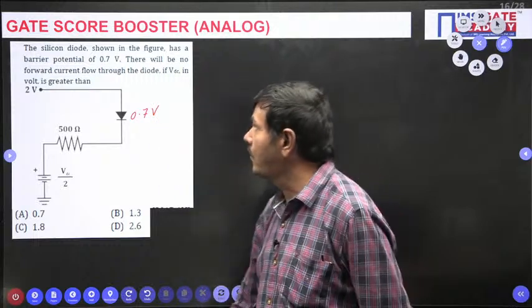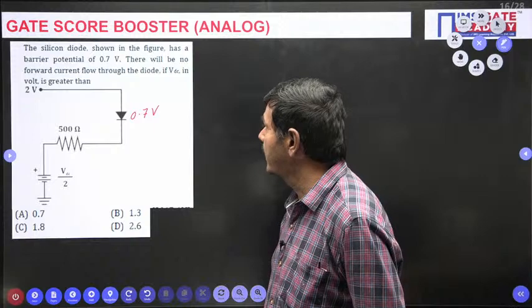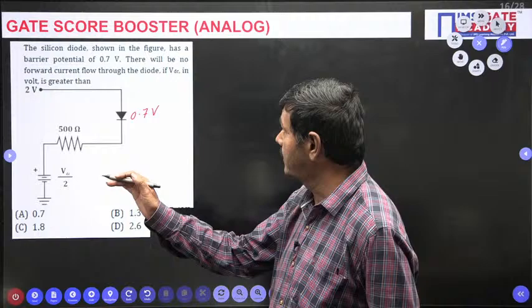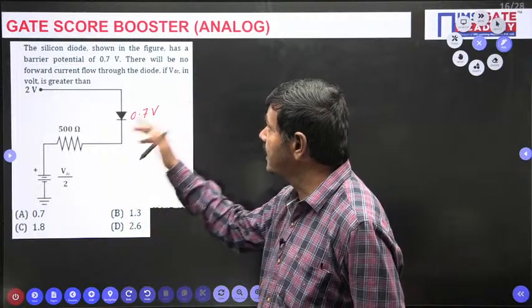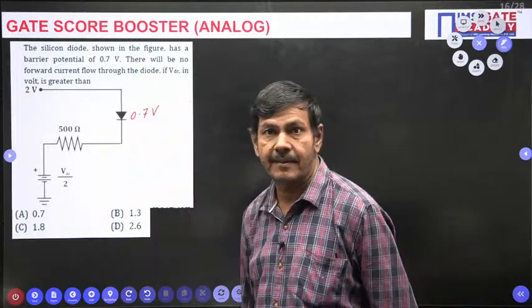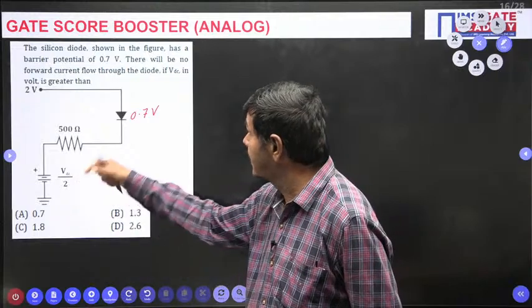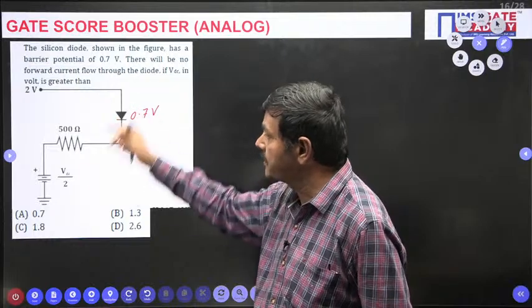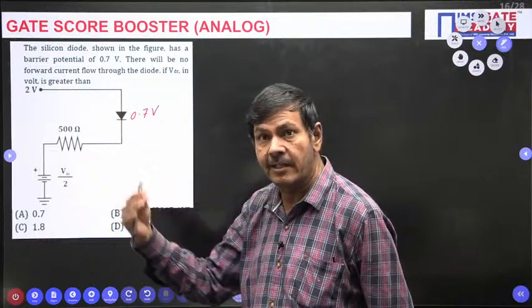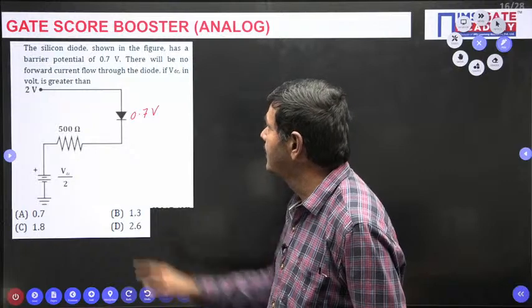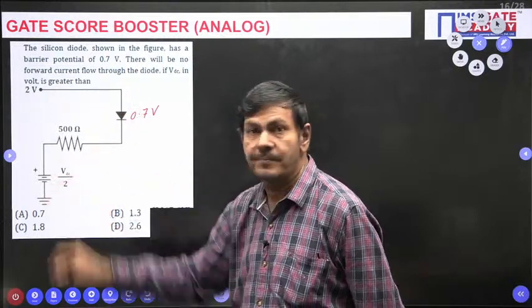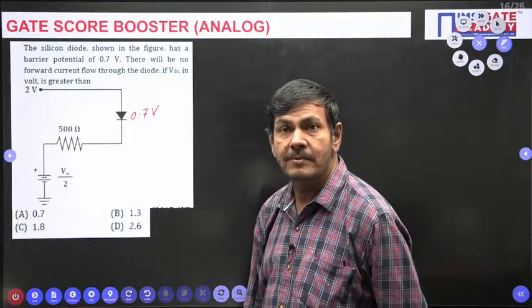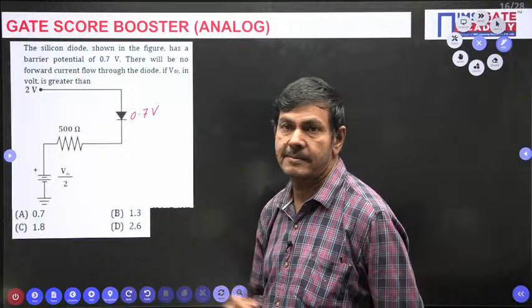There will be no forward current flow through the diode. That means the current through the diode is 0. No forward current is possible when VDC in volts is greater than what voltage, so that this current becomes 0? When is the current going to become 0 through the diode? If it is reverse bias.